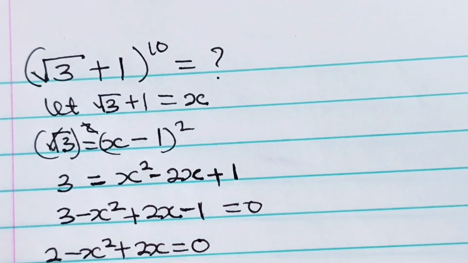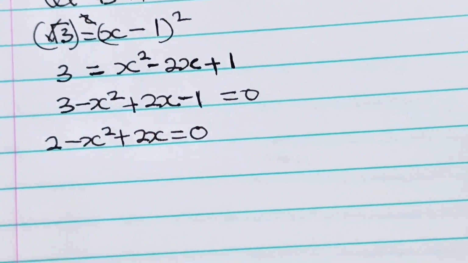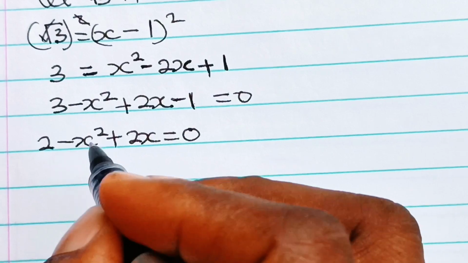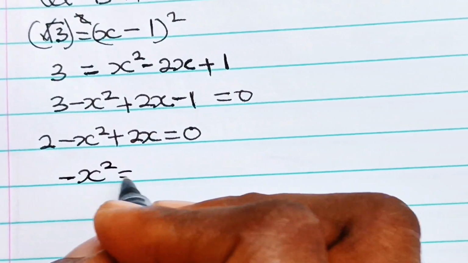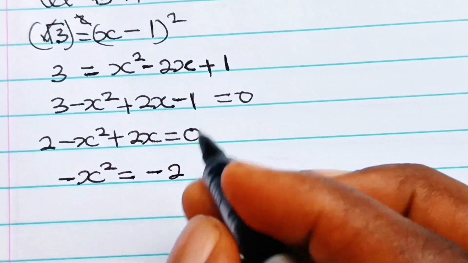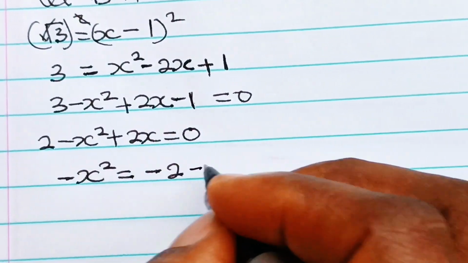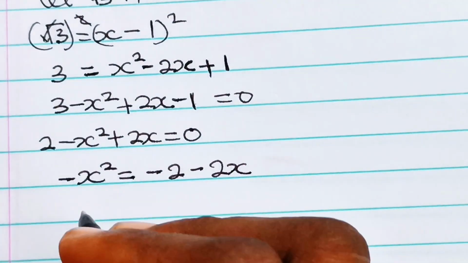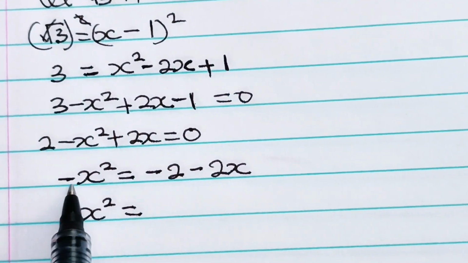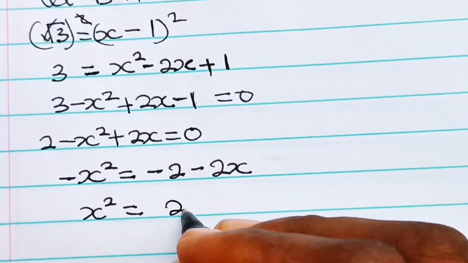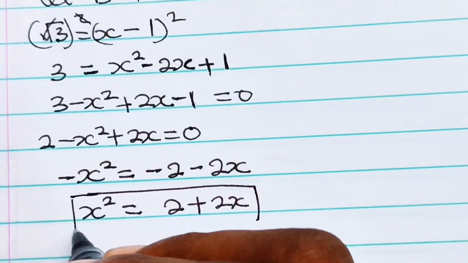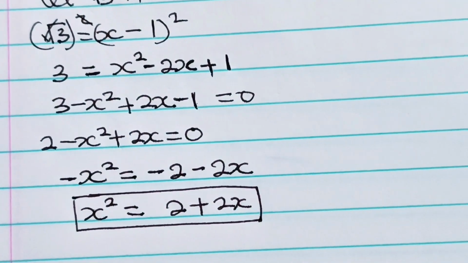Now I want to make x squared the subject of the formula. I'm going to tell you the reason in a few steps, okay? So to make x squared the subject of the formula, we have minus x squared is equal to, now this 2 will cross to become minus 2, and this 2x will cross to become minus 2x, all right? So our x squared then will be equal to, we are going to divide through by minus 1, right? So that will turn this to 2 and turn this to plus 2x. Now this particular equation is a very important one in this particular journey.